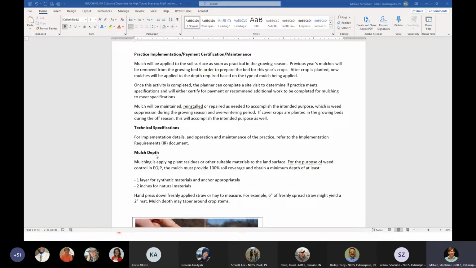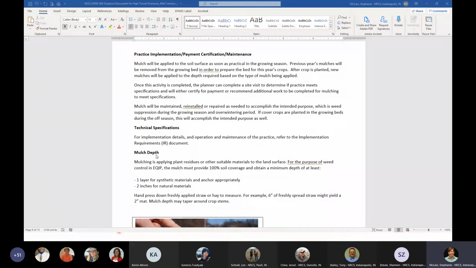After the crop is planted, new mulches can be applied to the depth required based on the type of mulch that's going out there. Once the mulching activity is completed, the planner completes a site visit to determine if the practice meets specs, and from there they can either certify the practice, or if additional work is needed to get the practice to meet the specifications, they would have the farmer do that. So again, a pretty easy site visit, checking for depths or materials being applied out there, and a picture for the case file. Those are the things that will support payment certification.